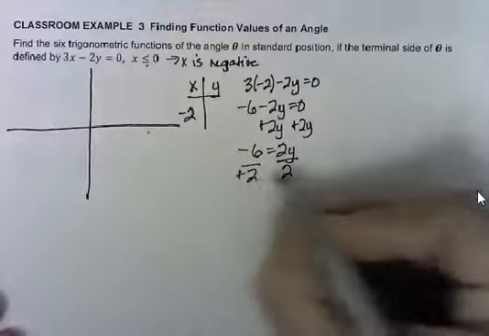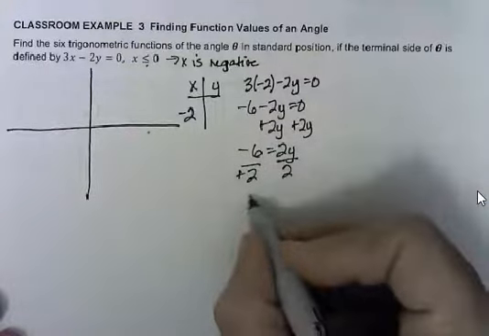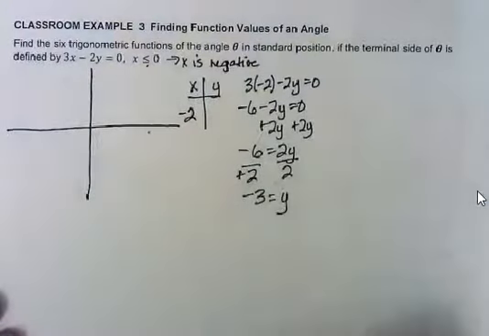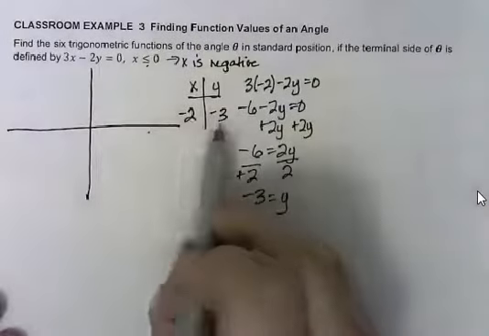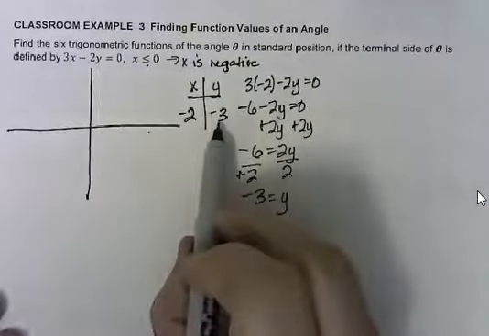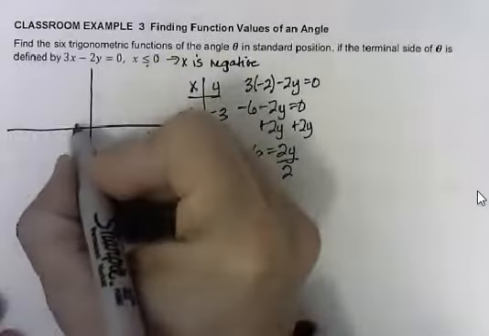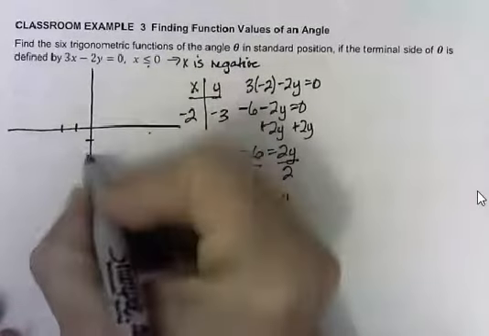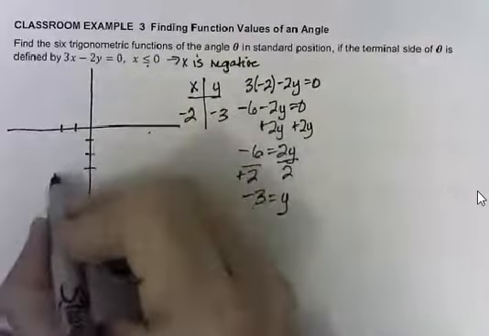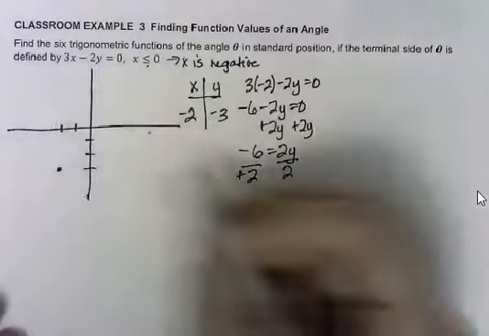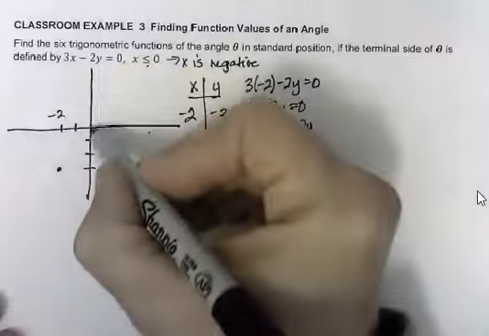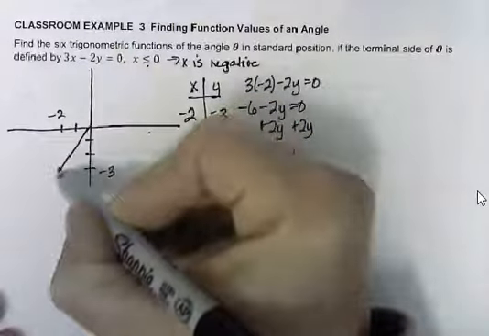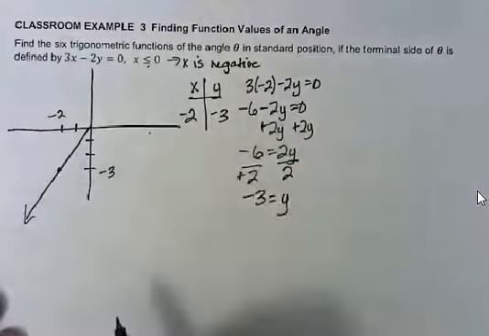So if I divide both sides by 2, I get y equals -3. So there's my point that's on the terminal side of the angle. Now I can draw my picture. So I have the point -2, -3. So there's the terminal side of my angle.